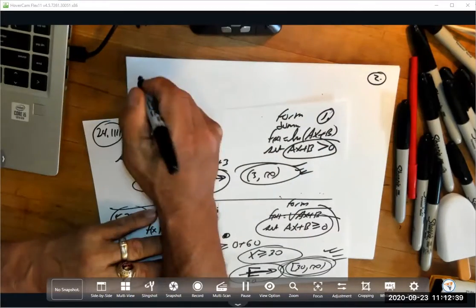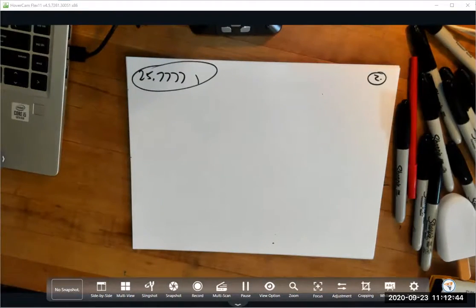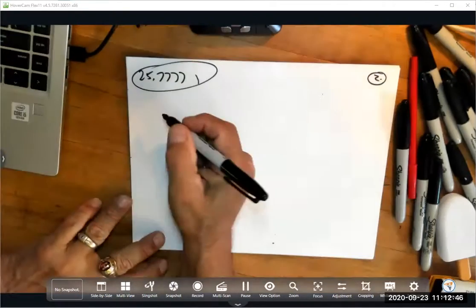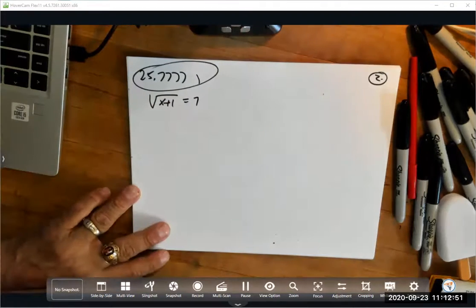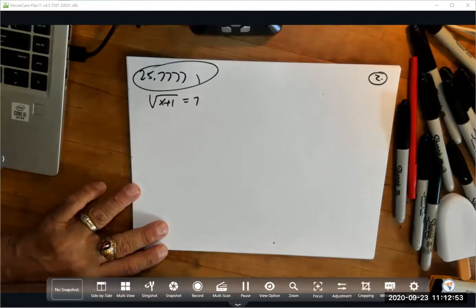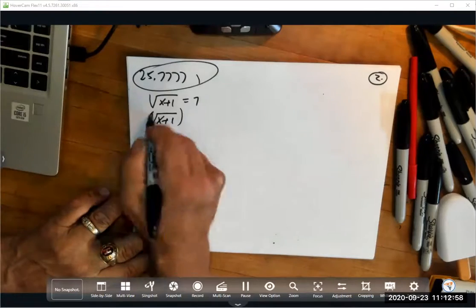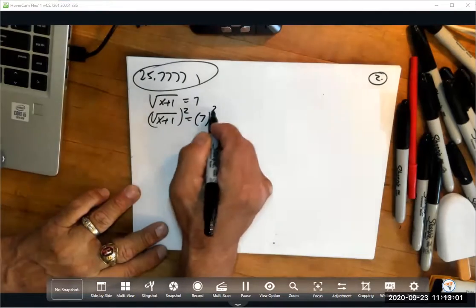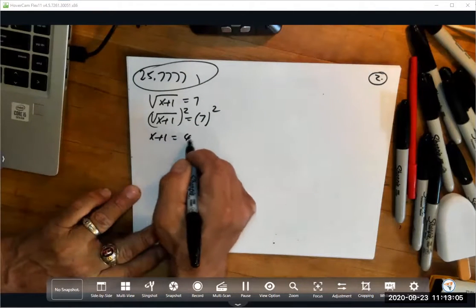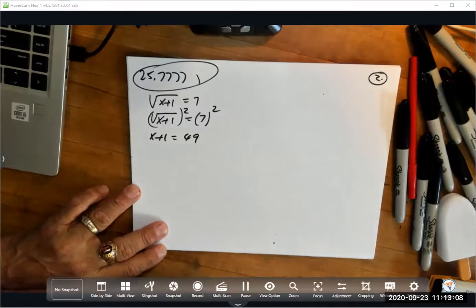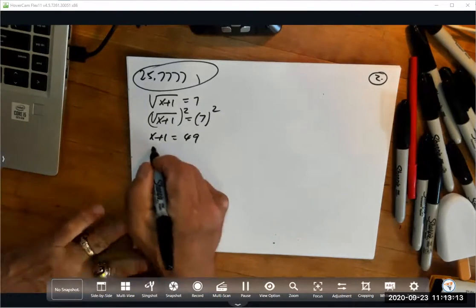And then I'm going to do 25.7777. Let me do examples first. Old stuff that you did in Algebra 1. In Algebra 1, you have stuff like this. Square root of x plus 1 is 7. What number works in there that gives you a 7? This is the way you did it in Algebra 1. You just square both sides. Square this guy, square that side. So now we have x plus 1 is 49. And then to get x by itself, I'm going to subtract something. You tell me. What do I take away? 1? Okay.